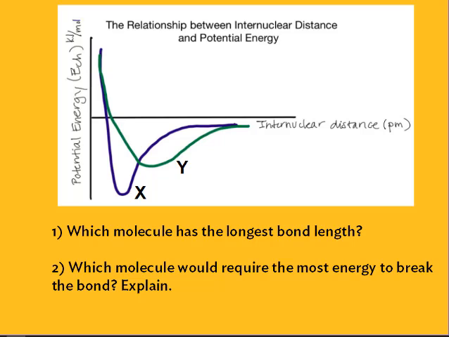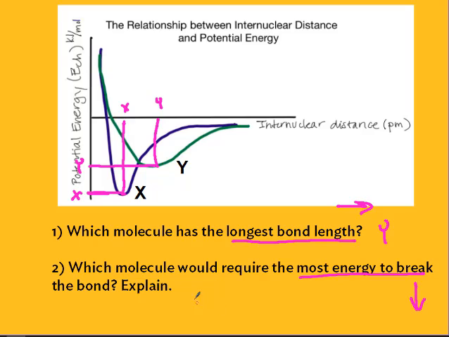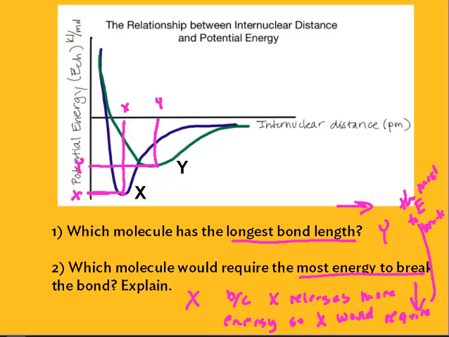Go ahead and pause the video and answer these two questions. Restart when you're done. So the longest bond length should be the one that's further to the right. Out of these two, this is my X, this is my Y. Y has a further bond length. So my longer bond length is Y. For most energy, I'm looking for the one that's further down. So this is X, this one is Y. X is further down. It's going to require more energy to break X. For your reason why: X, because X releases more energy, so X would require the most energy to break.